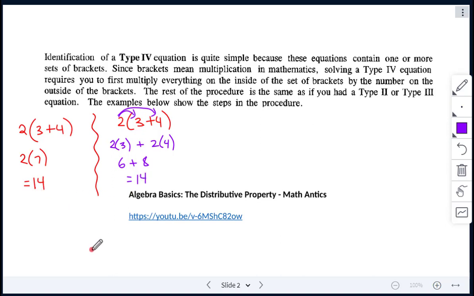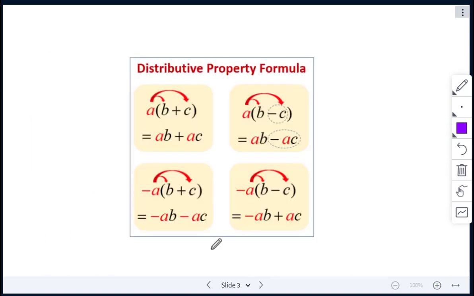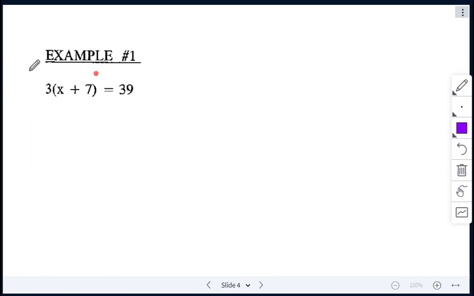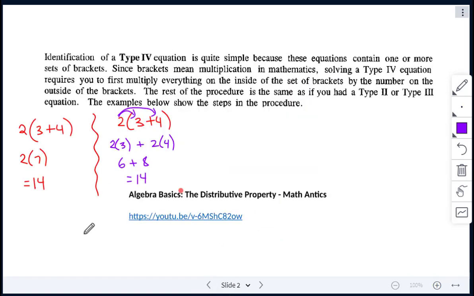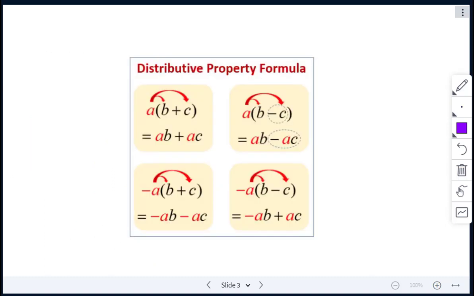So we're going to look at distributive property, and then we'll start solving equations. Our typical equations will look something like this. We'll watch the Math Antics video on distributive property, and then we'll come back and work on those examples. Just resume here.